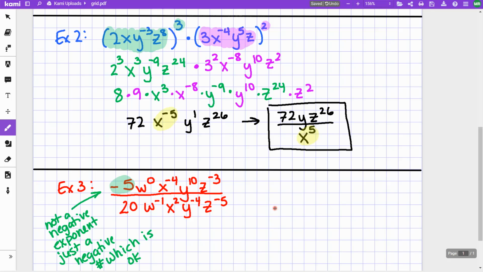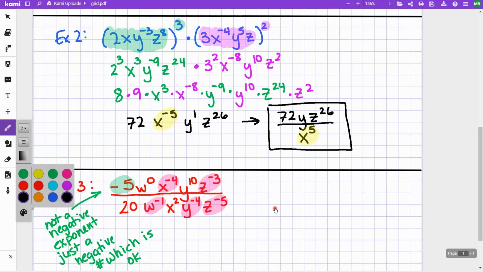The ones that I'm going to have issues with are the ones I'm going to do in pink. This is going to be an issue. So what I'm going to do before I try to do my laws of exponents, let's put these where I want them to be so that they will be positive exponents.